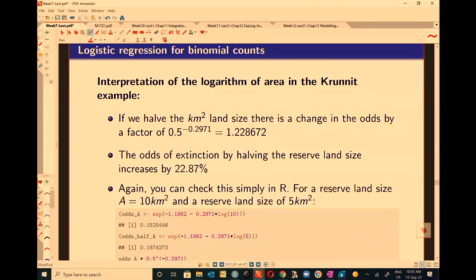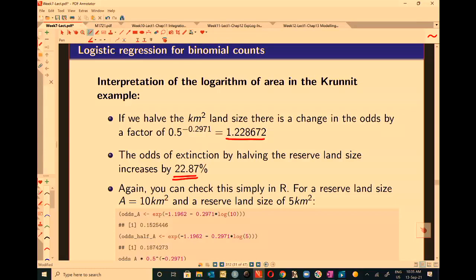The other way, if you halve it, of course, the factor becomes 0.5. It's 0.5 to the negative beta 1 term, and that's 1.22. So the odds have increased by 22%. It's 1.22, so it's gone up by 0.228. The odds ratio has gone up by 22%, or the odds of extinction have gone up by 22.82%. Or we can say it is 122% of what it was before for the land mass area we had.